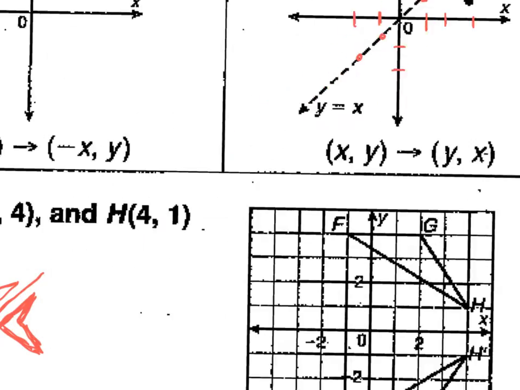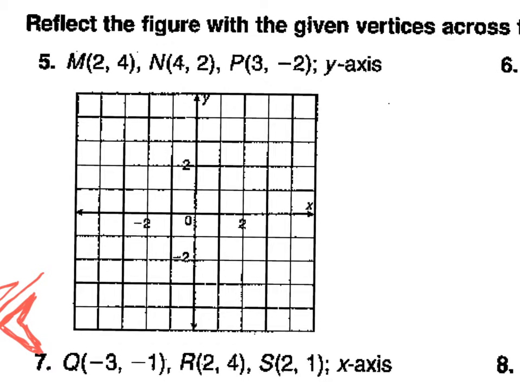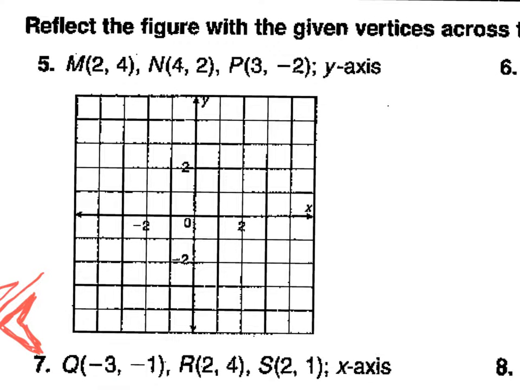So let's go over the first problem. In problem number 1, it says, reflect the figure with the given vertices. First of all, let me plot the points. So I'm going to use one color for the original points. 2, 4. Put the point and then put the letter. Label it. N is for 2. Label the point N. P is 3, -2. And then connect those points with a ruler. Use a ruler, please.